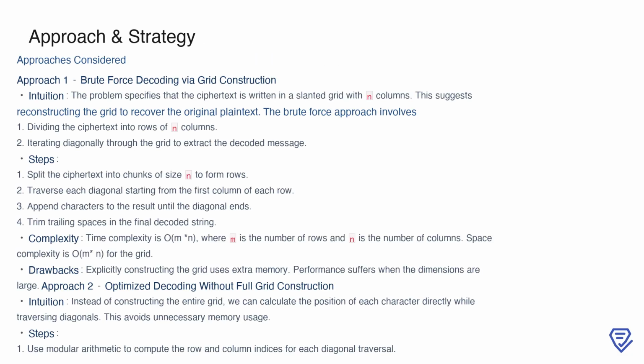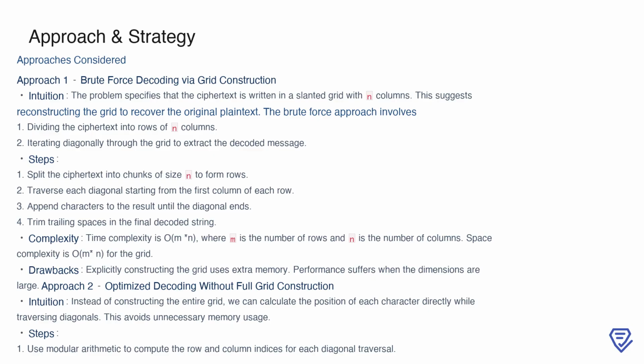To solve the problem of decoding the slanted ciphertext, we considered 2 main approaches. The first is a brute force method based on reconstructing the grid. The intuition here is that the ciphertext is written in a slanted grid with a fixed number of columns, which means we can reverse this process by reconstructing the grid to recover the original plaintext. The steps for this approach include splitting the ciphertext into rows of equal column size and then iterating diagonally through the grid to collect the characters in the correct order.